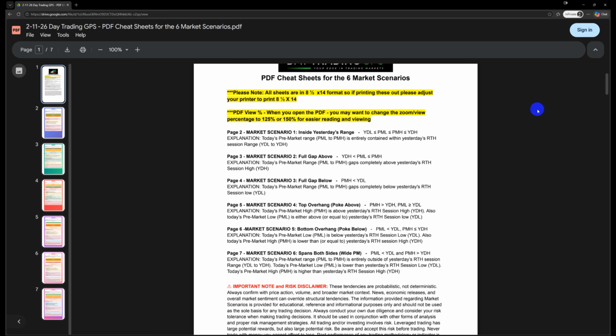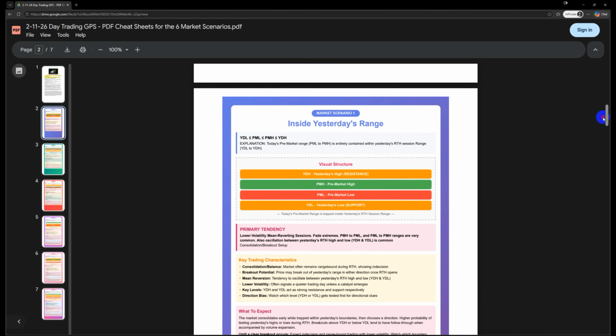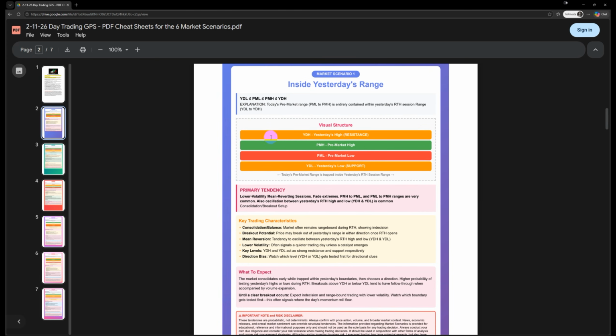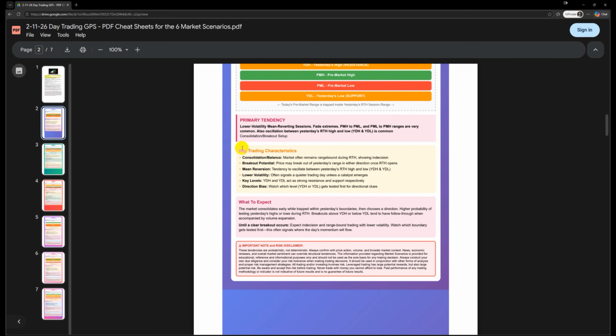Then when you go through these cheat sheets, you'll see that they're color-coded. You have an explanation along with the physical structure. Then you also have a visual structure, which shows you, in addition to having the generic structure up here. And then we go through tendencies, key trading characteristics, and what to expect.